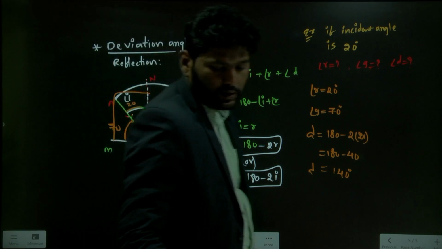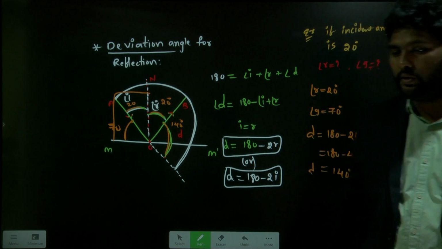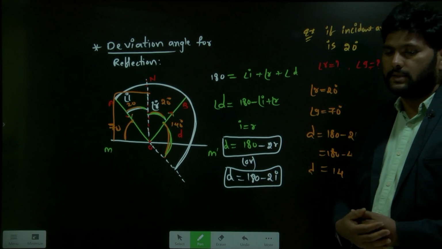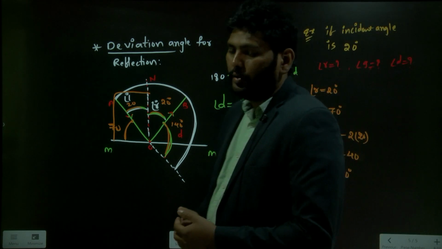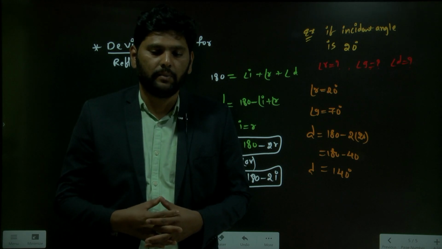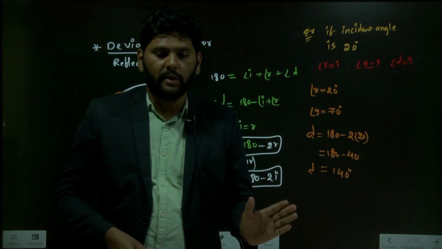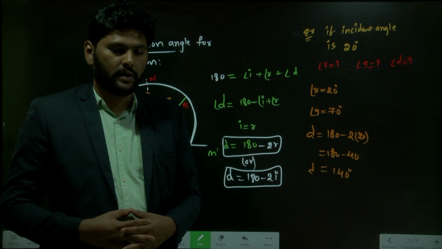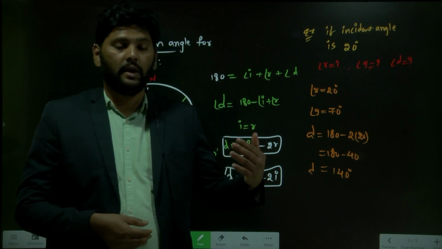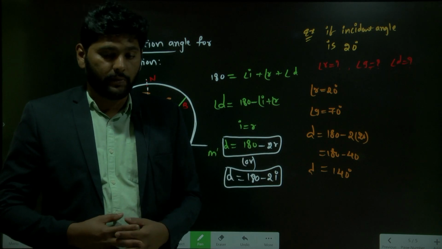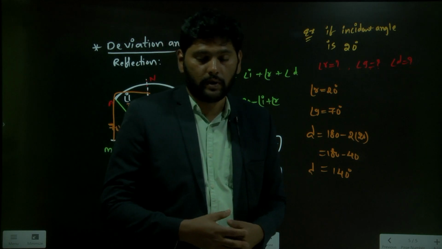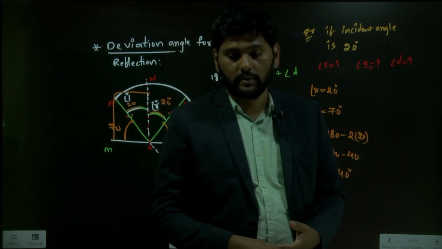Got it? These are some examples related to the reflection of light. In the coming classes we will learn how images are formed by the plane mirror, how reflection takes place by the plane mirror, and what a plane mirror is. We'll also learn some applications of reflection. Got my point? So today this is your concept. In the next class we'll meet. Okay, bye.